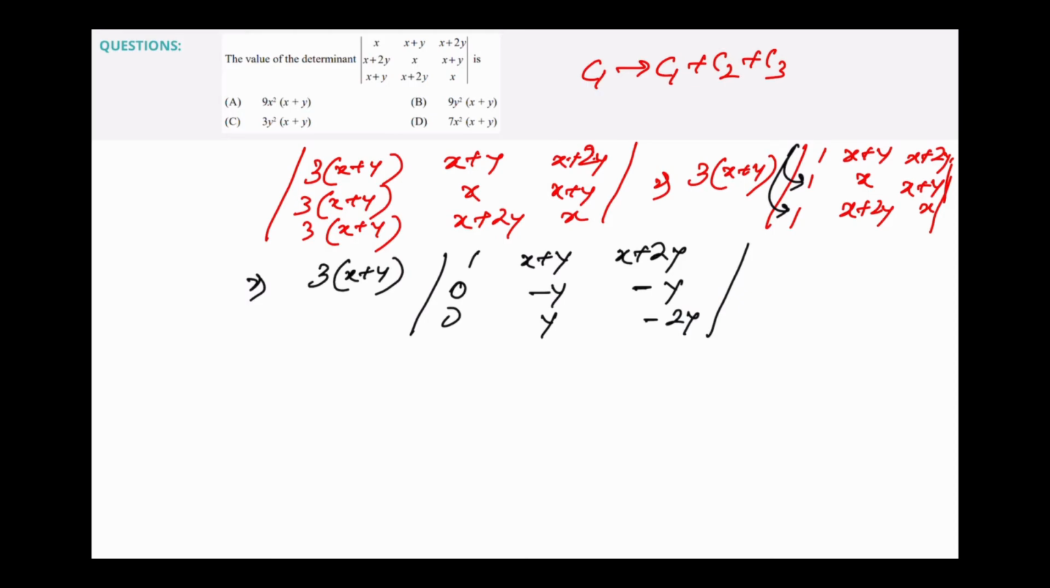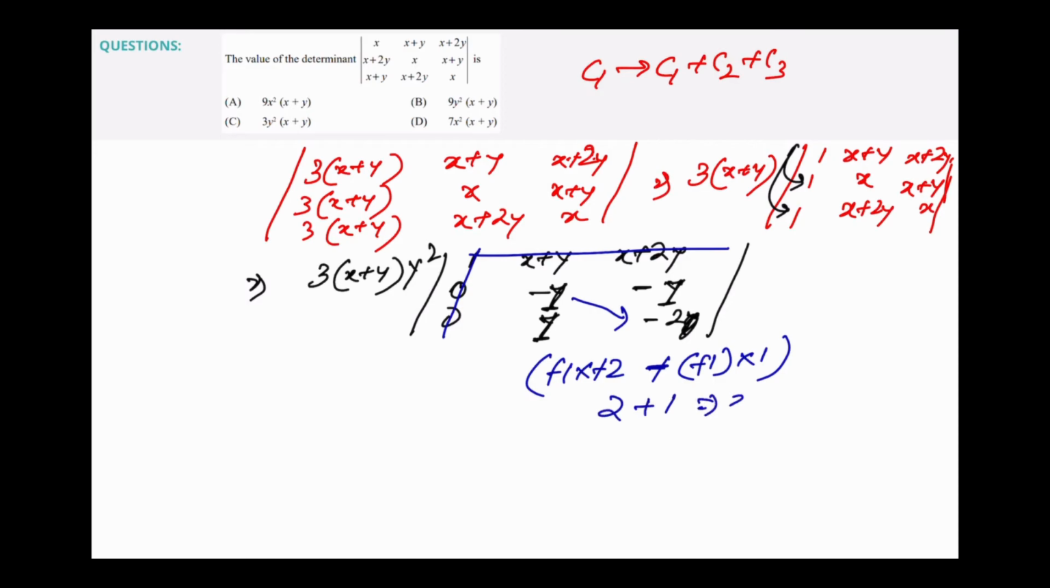Correct. Now if I want, I can take both the y's outside. So I'll take y, so y square. The moment I took y, it will be 1, 1, again 1, and then minus 2. Correct. Now it became a very simple question. If I want, I can just expand along this. So take this, leave this. So what you are getting is this into this. So that is basically minus 1 into minus 2 minus 1 into 1. So plus, so 2 plus 1, that is equal to 3. So 9 y square into x plus y. See how beautiful and how simple the problem was, okay? So by seeing it, you are able to deduce it, and you are able to solve it, okay?